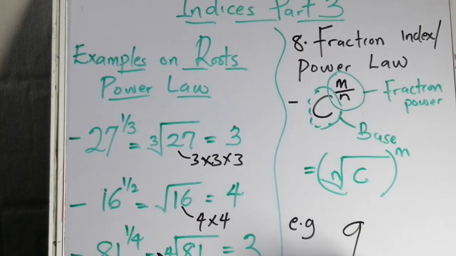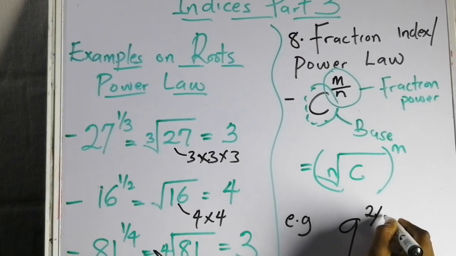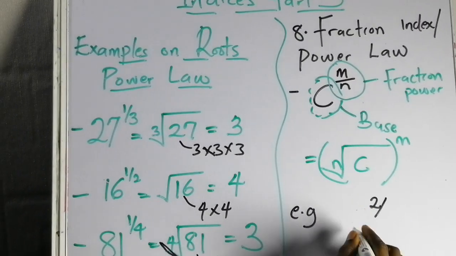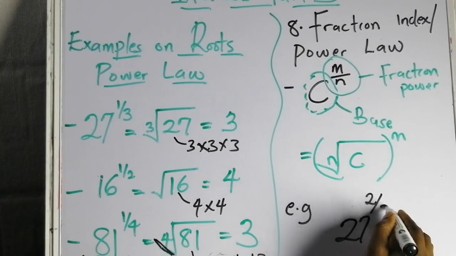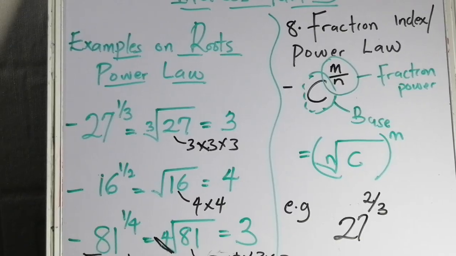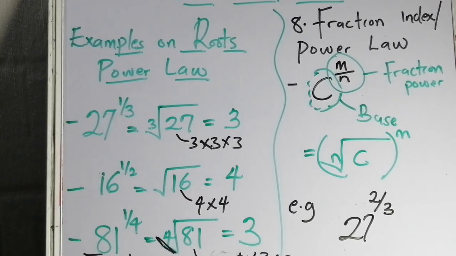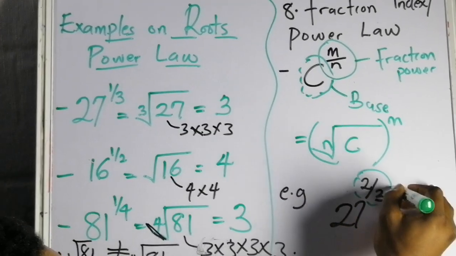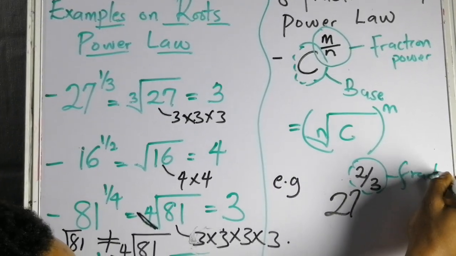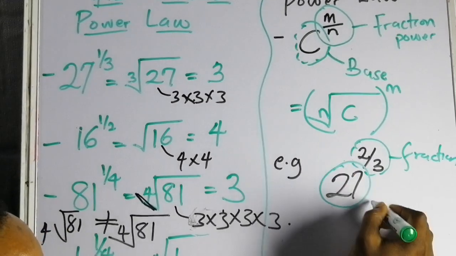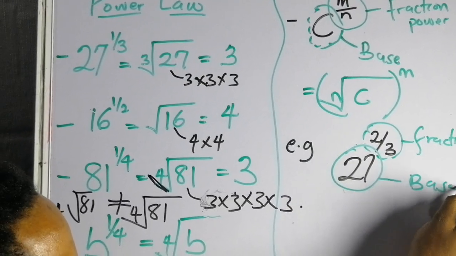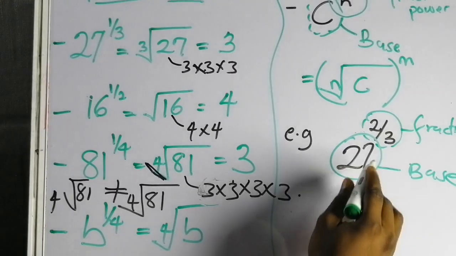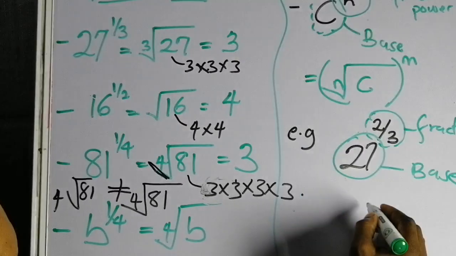Let's say you have 27, 2 raised to power 3. So the power here is 2 raised to power 3, and this is the fraction, then this is the base. So the base here is representing C in my general denotation. Now it means that I can rewrite this as this.